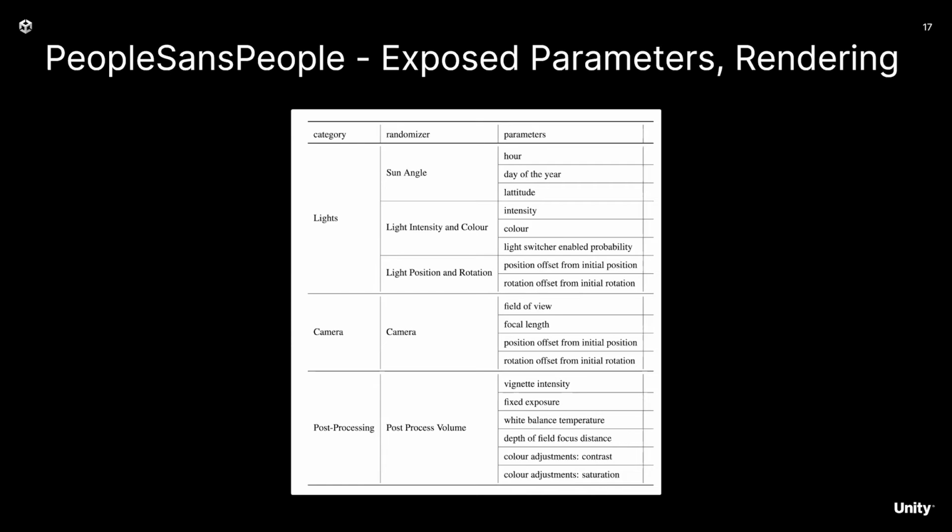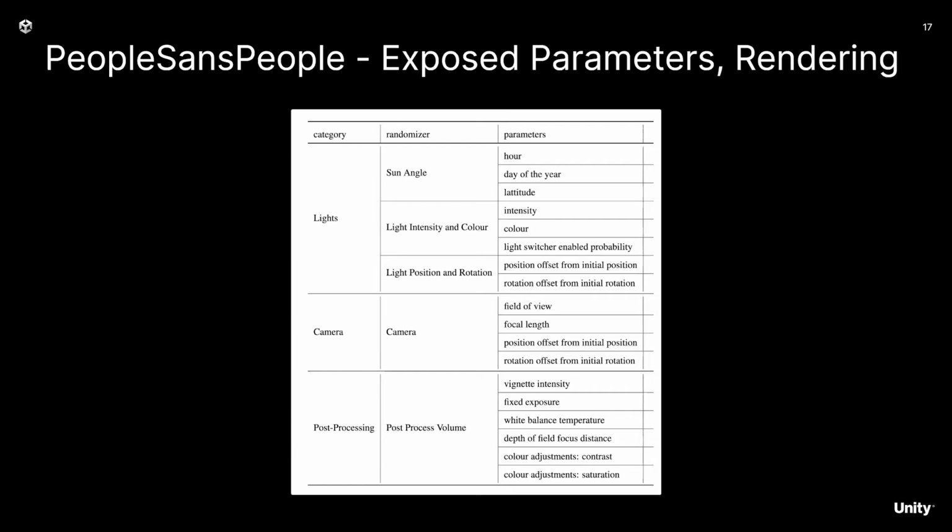And then we also have some post-processing effects that are enabled. That's like vignetting, which is like putting the cool blur on the edge that you get in a lot of cameras. We have the exposure, white balance, temperature, depth of field, color adjustments, and saturation adjustments for contrast and saturation as well.